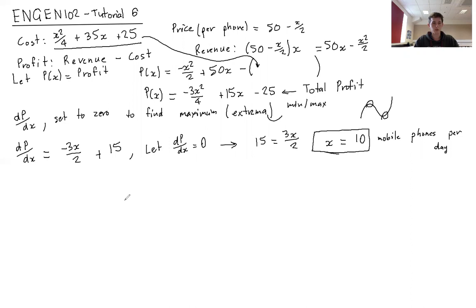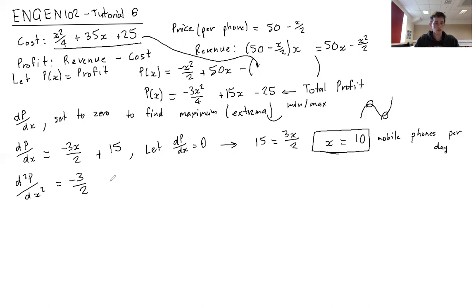So to work out whether this point at x equals 10 is a local minimum or a local maximum, we need to use the second derivative test. We need to differentiate once again and then find whether we have a negative or a positive value at this x value. So we need to evaluate the second derivative at x equals 10. If we differentiate our equation again, we only have a linear term here, so we just get a constant: negative 3 on 2.